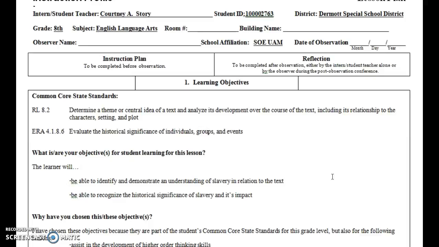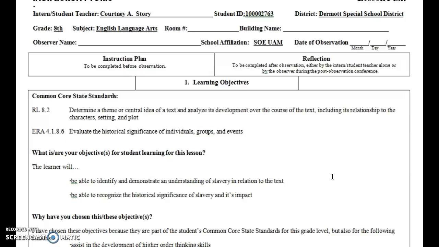My Common Core standard that I've chosen is RL.8.2, which is to determine a theme or central idea of a text and analyze its development over the course of the text, including the relationship to the characters, setting, and plot. And I've also paired that with Social Studies, Era 4, which is the Expansion and Reform of 1801 through 1861. Students will analyze the period of expansion and reform in the United States, and that's further broken down into 4.1.8.6, which is to evaluate the historical significance of individuals, groups, and events. And that is standard 6 for the era.